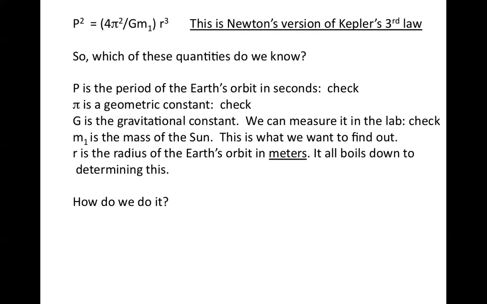But when you use real physical quantities, then you have Newton's version of Kepler's third law, which is shown here at the top. P squared is equal to 4 pi squared over G M times r cubed. So the constant in this case is 4 pi squared over G M1. And in this case, p is given in seconds and r is given in meters. So which of these quantities do we know? Well, p is the period of the Earth's orbit in seconds, if we're talking about the Earth. Pi is a geometric constant, we know that. G is the gravitational constant, we can measure that in the lab. M1 is the mass of the Sun, which is what we're trying to find out. And r is the radius of the Earth's orbit in meters. It all boils down to determining this. How do we do it?